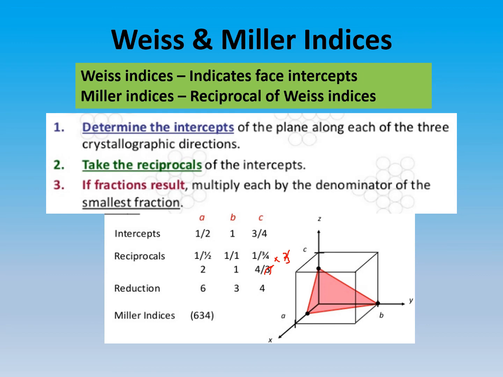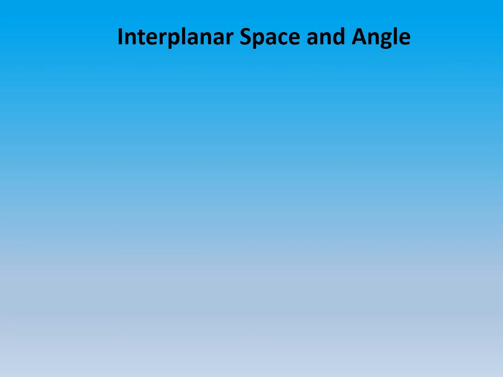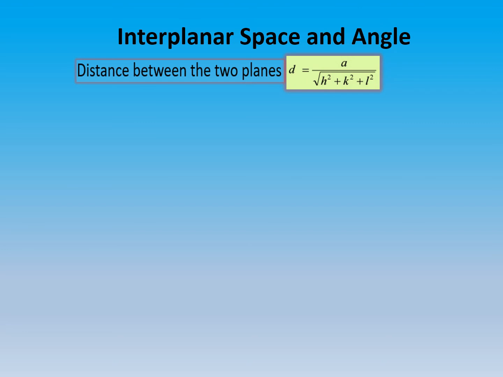And the next one is interplanar space and angle. What is the interplanar space? The distance between the two planes, we call it interplanar space. The space means distance. We can say it as interplanar distance also. The distance between the two planes, we call it interplanar distance or interplanar space. The formula for this, we can mention as d.